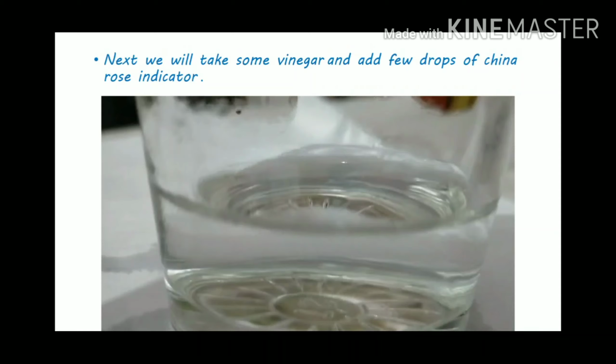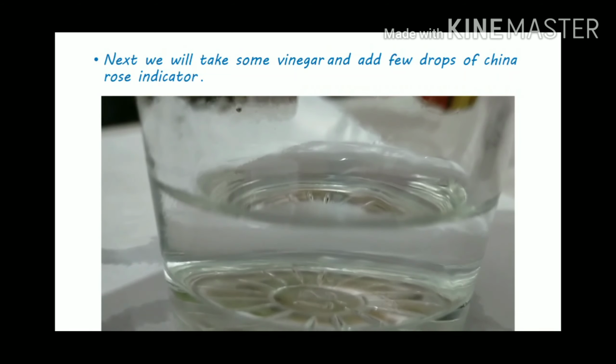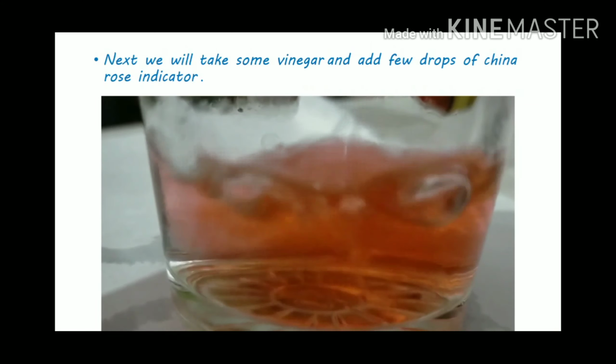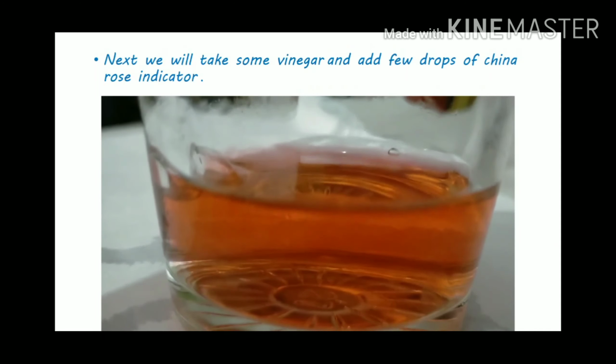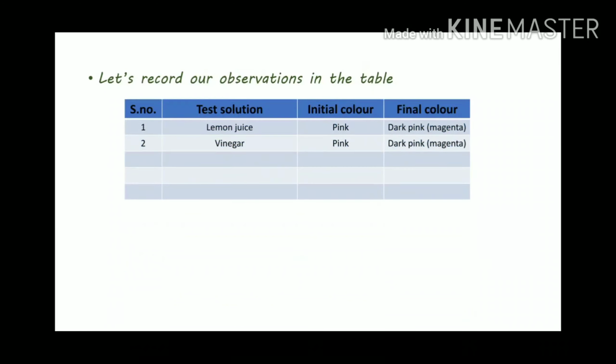Next we will take some vinegar and add few drops of China rose indicator. Let's record our observations in the table. Test solution is vinegar, and initial color of the indicator pink, final color is dark pink or magenta. So we can say that vinegar is acidic in nature.